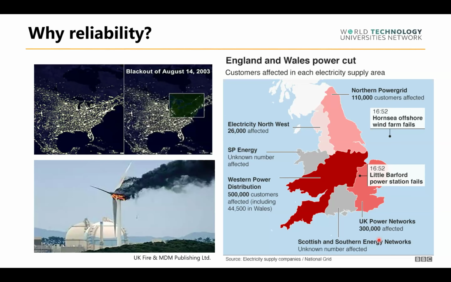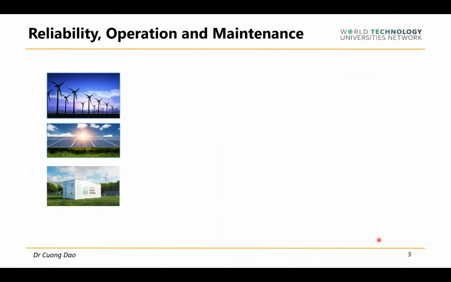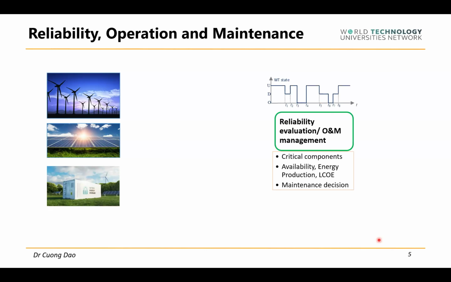All right. So what do we do here in terms of reliability, operation, and maintenance simulation? We have energy assets, renewable energy assets: wind, solar, battery storage, and so on. What do we do with them as academics or researchers in the area? We need to find the information related to operations and evaluate reliability to identify critical components, the availability of the system, the energy production, LCOE, which is the levelised cost of energy, and also help in making maintenance decisions.